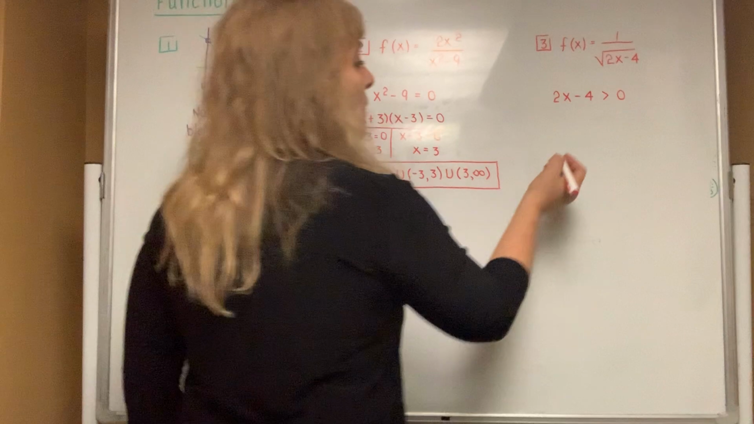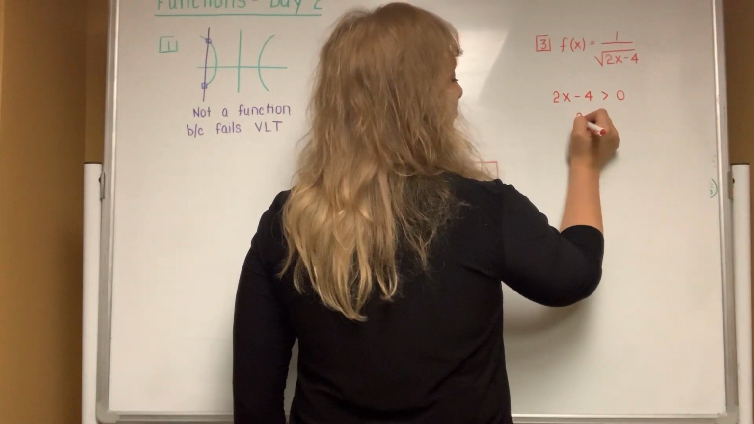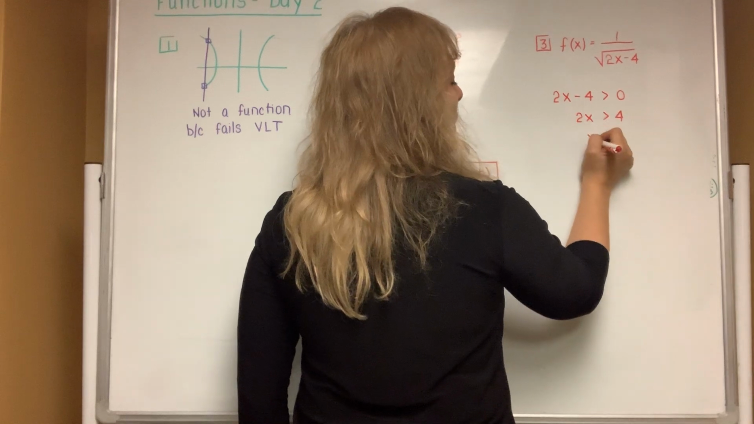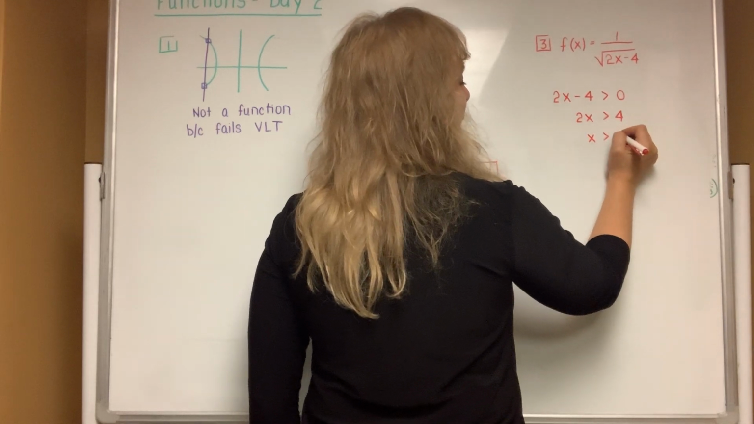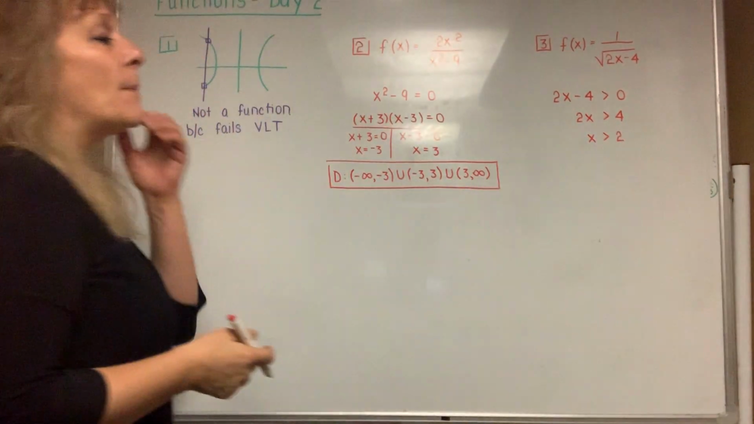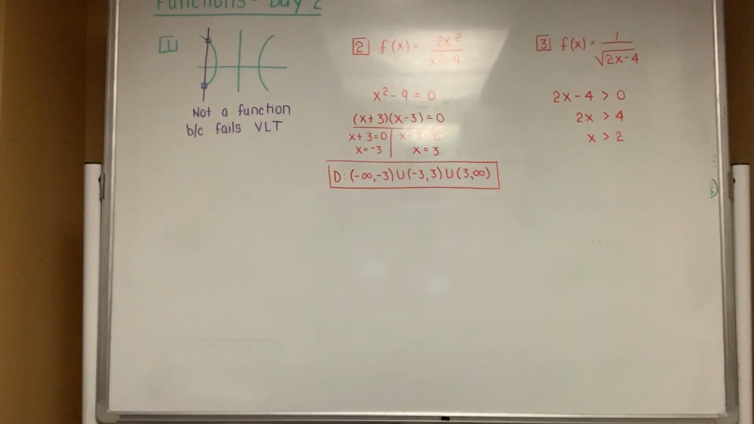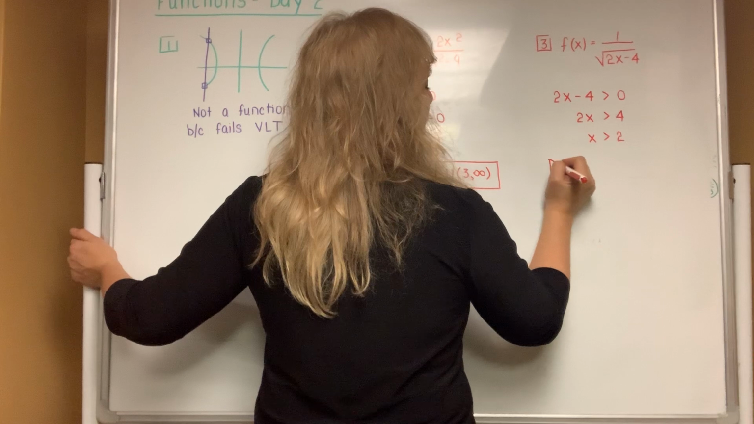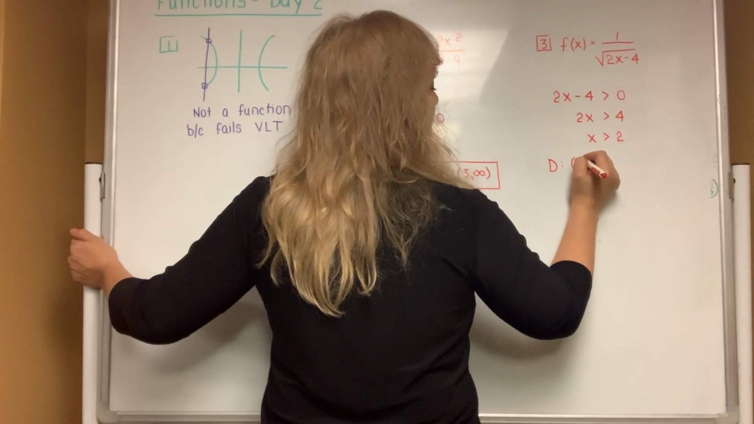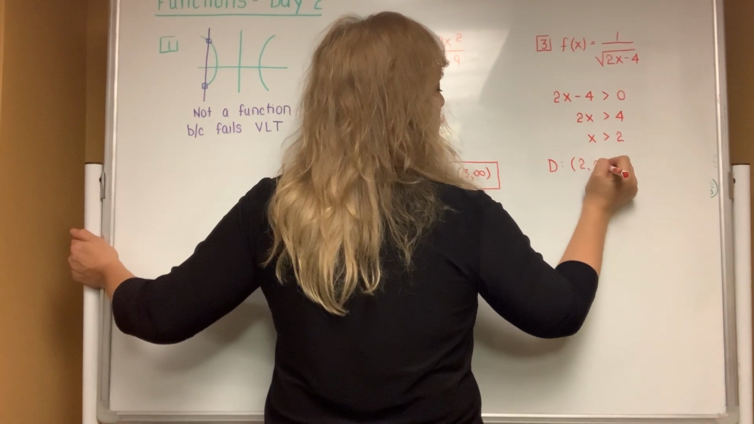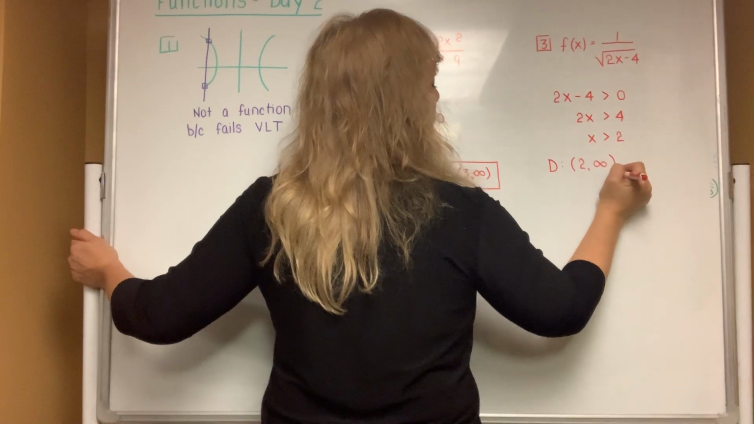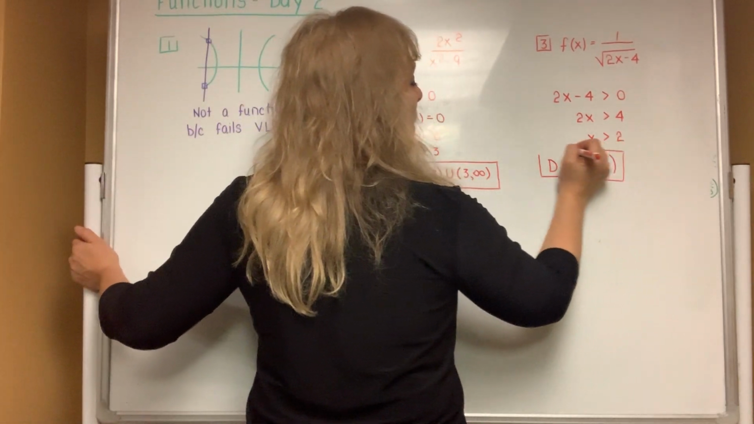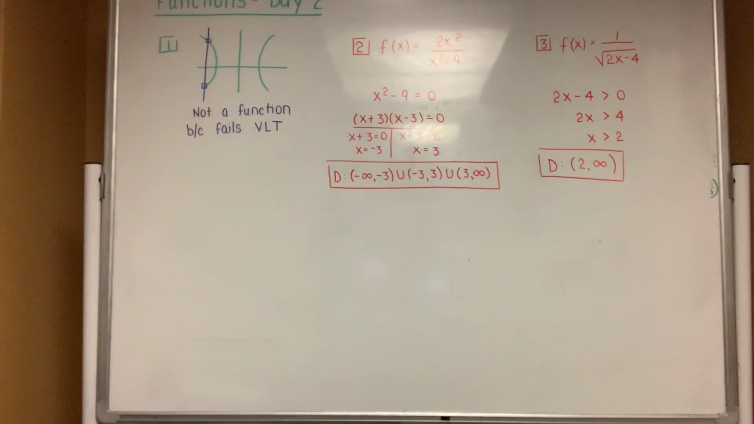When you solve this by adding 4 to both sides, you'll get that 2x is greater than 4. And when you divide by 2, you get x is greater than 2. But I do want you to write down your answer in interval notation. The way you write down all values greater than 2 is you put a parenthesis with a 2, which means more than 2, all the way out to infinity. And this is the domain for question number 3.